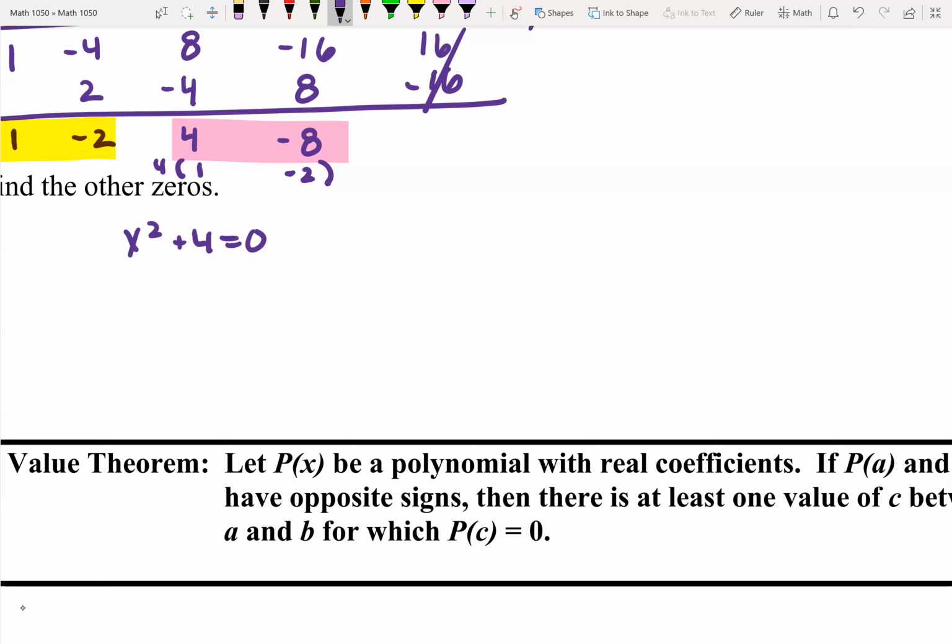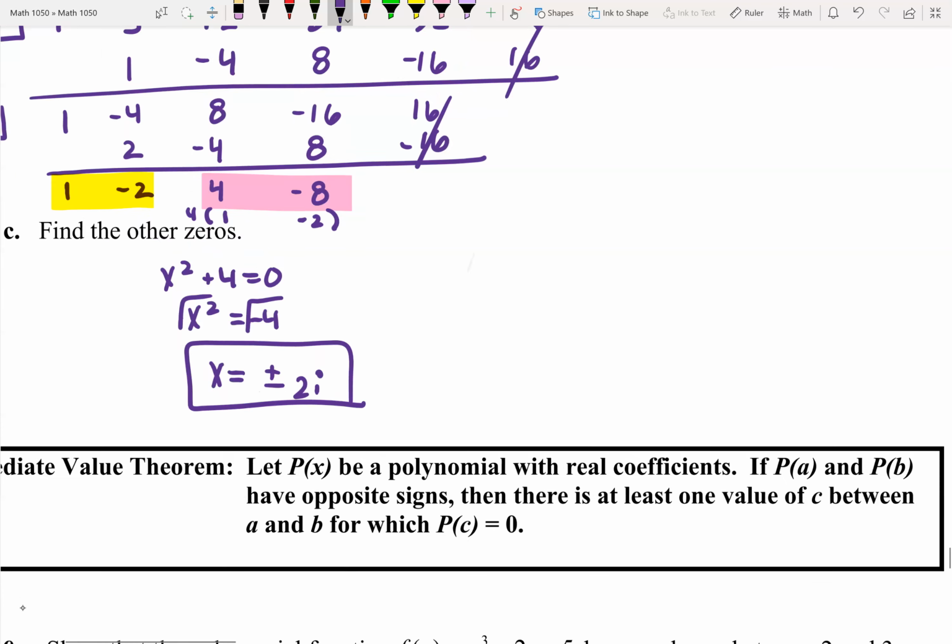I could use the quadratic formula. I would never use the quadratic formula. I can just square root. So if I move my 4 over, I get x squared equals negative 4. Then I square root it, and I get x equals, tell me what comes right after the equals, plus or minus, and what's the square root of a negative 4? 2i. Okay, done.